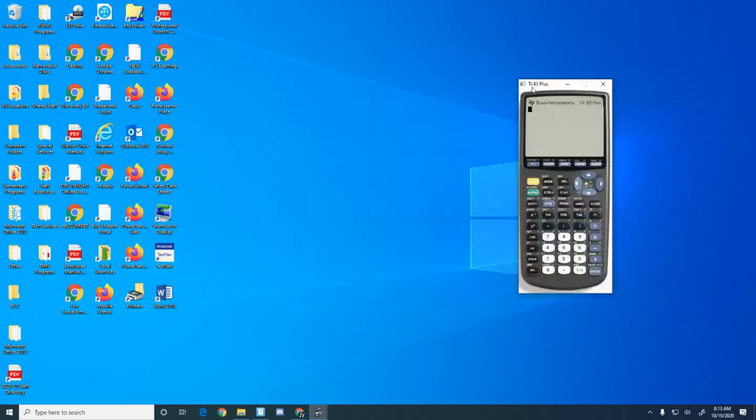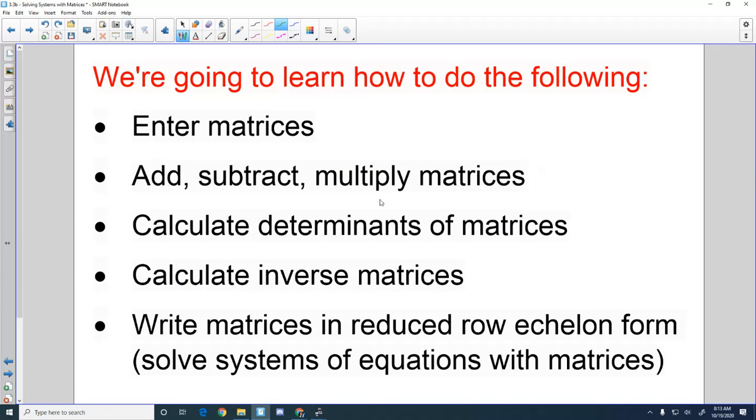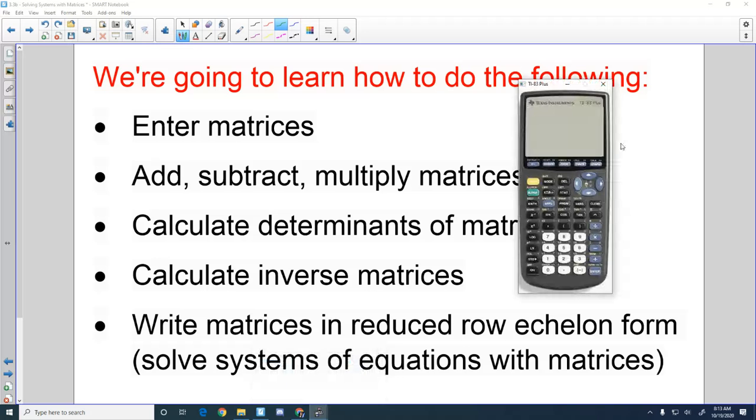Okay. So take out your graphing calculator, and we're going to do all this stuff on the graphing calculator. If we do put in a graphing calculator portion, then yes, you'll use this app on it. Sound good? All right, so we're going to enter matrices in our calculator. We're going to do operations with them, find determinants, find inverses, and then get these matrices in reduced row echelon form. All right, so we're going to go through all that stuff right now.